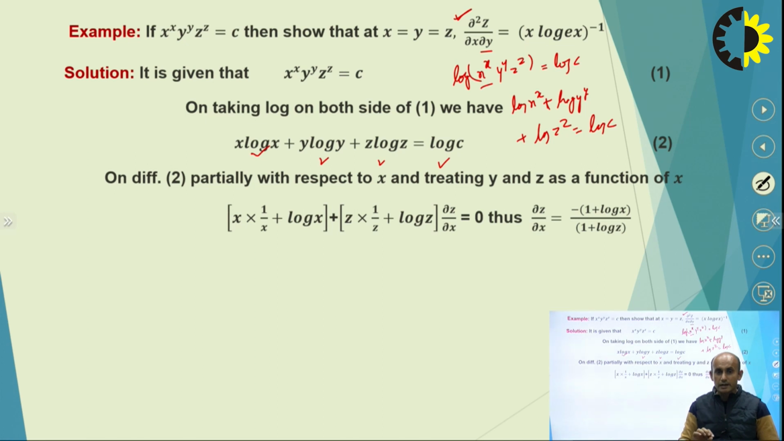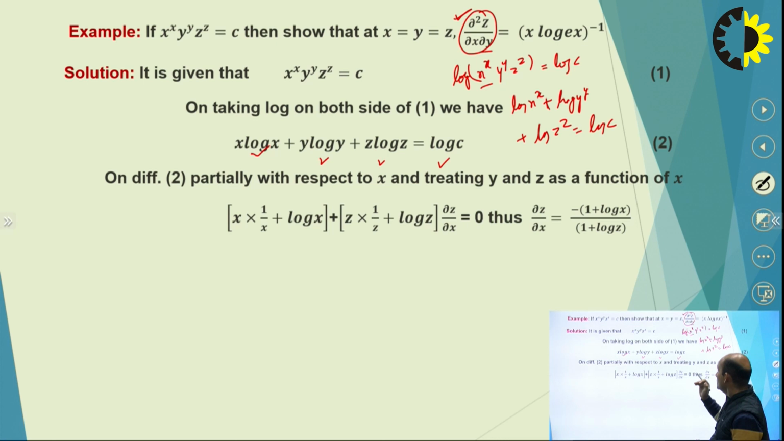Since x and y are independent, it means that if we differentiate the function with respect to x partially, then y will be treated as constant. If we differentiate with respect to y, then x will be constant. So from this term, z is the dependent variable and it depends on x and y, but x and y are independent variables.